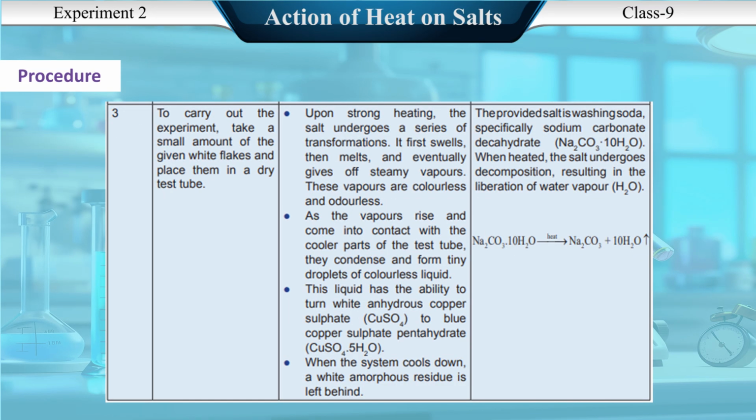3. To carry out the experiment, take a small amount of the given white flakes and place them in a dry test tube. Upon strong heating, the salt undergoes a series of transformations. It first swells, then melts, and eventually gives off steamy vapors. These vapors are colorless and odorless. As the vapors rise and come into contact with the cooler parts of the test tube, they condense and form tiny droplets of colorless liquid.